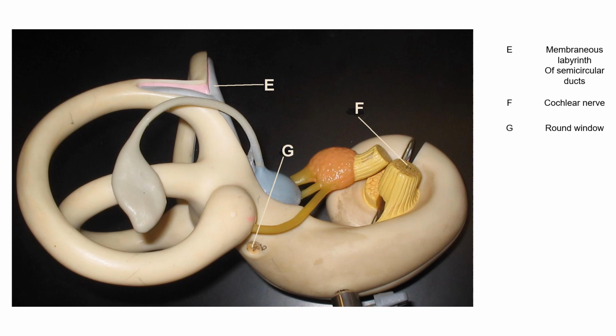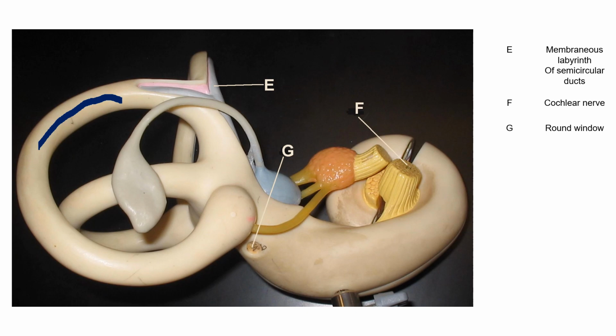Here's another view of this. Here are our semicircular canals. And over here, we're seeing inside of them the membranous labyrinth, the semicircular ducts. This blue-looking structure is a semicircular duct that has been removed from one of these semicircular canals, just so you can see the soft membranous structure.